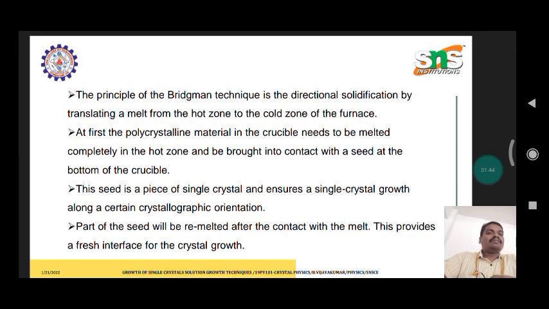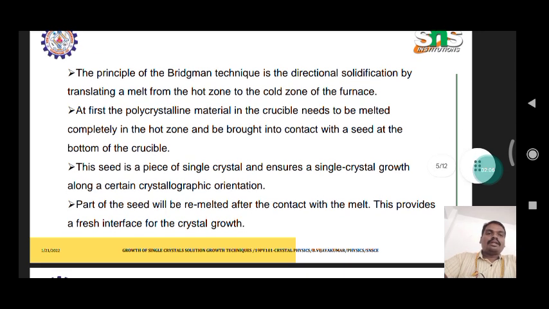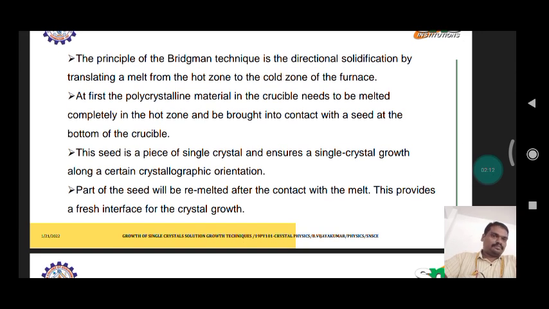The principle of the Bridgman technique is directional solidification by translating a melt from the hot zone to the cold zone of the furnace. At first, the polycrystalline material in the crucible needs to be melted completely in the hot zone and brought into contact with a seed at the bottom of the crucible. The seed is a piece of a single crystal and ensures single crystal growth along a certain crystallographic orientation.